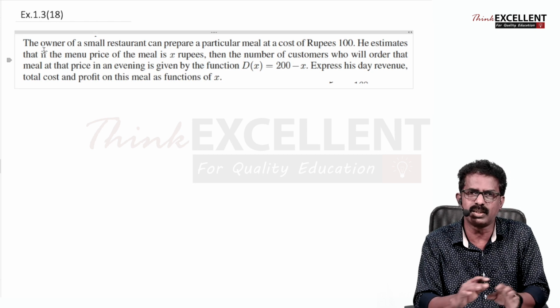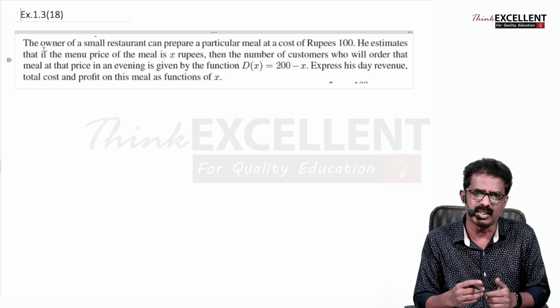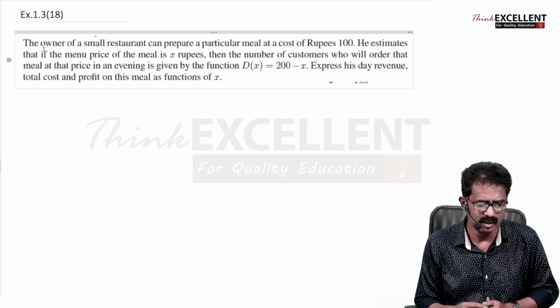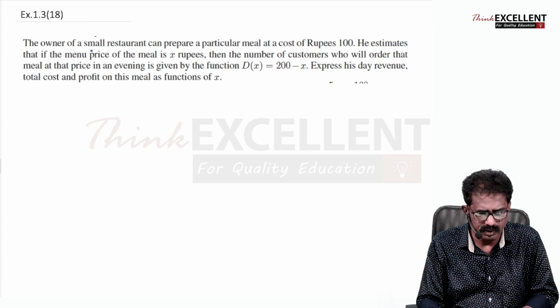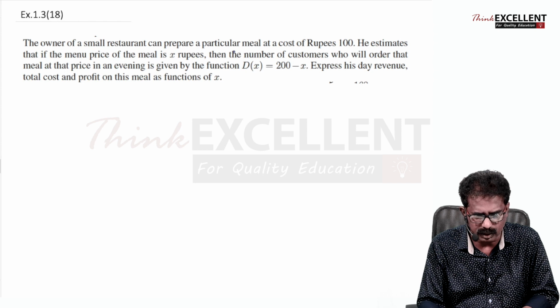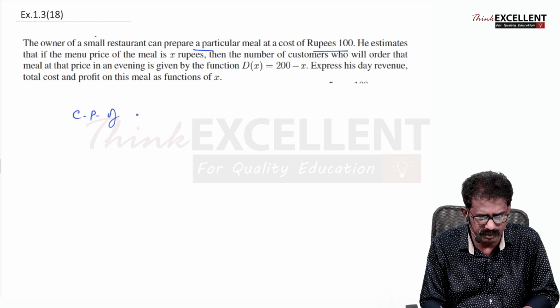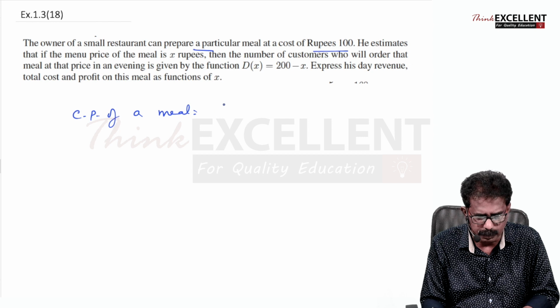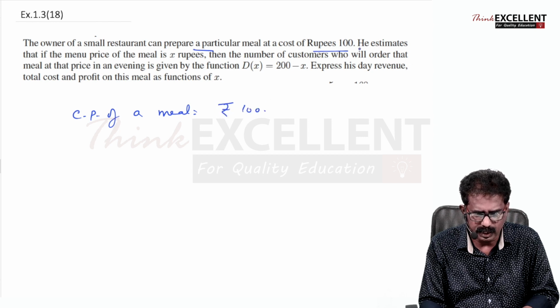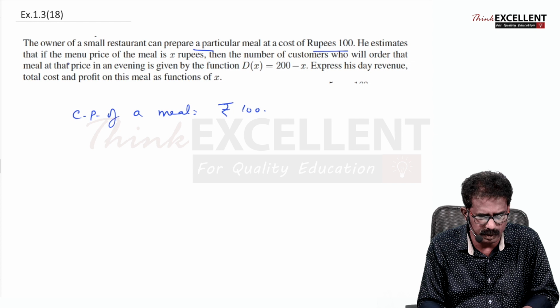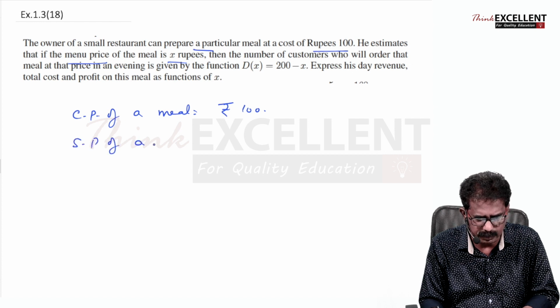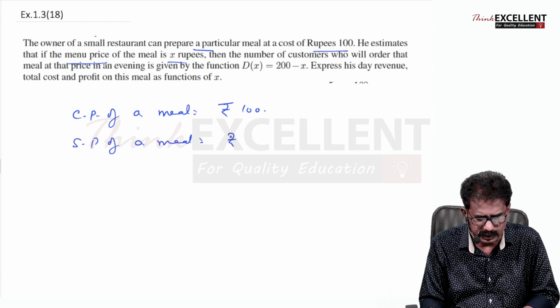Listen carefully. The question only looks a little lengthy one. Try to understand the matter in just 2 lines, 3 lines. Very simple concept. Listen here. The owner of a small restaurant can prepare a particular meal with the cost price of rupees 100. So cost price of a meal, rupees 100. He estimates that if the menu price, that is the selling price, of the meal is X rupees. So selling price of a meal, rupees X.